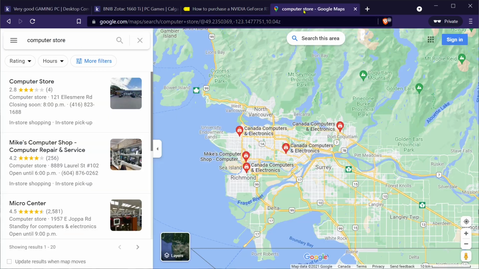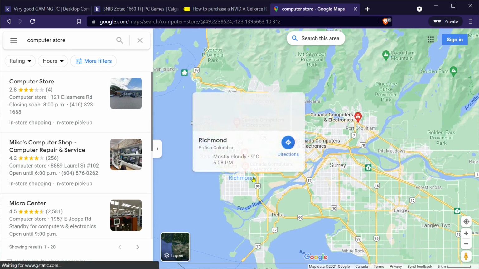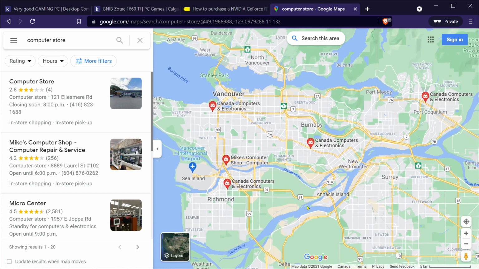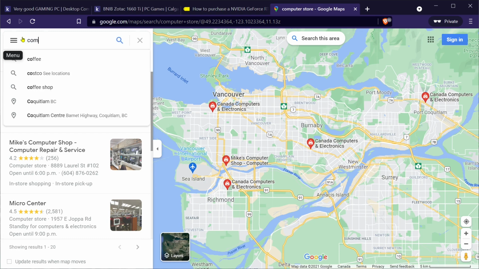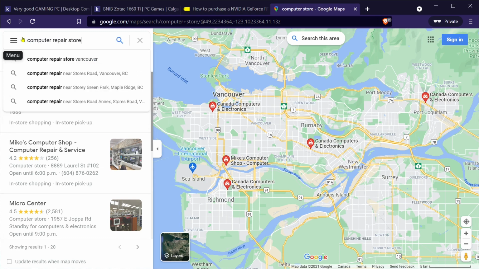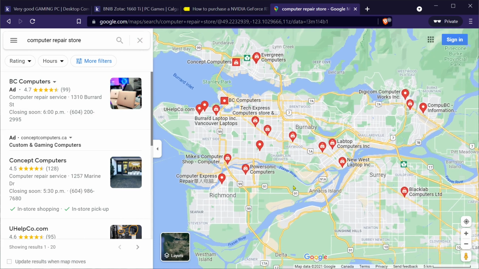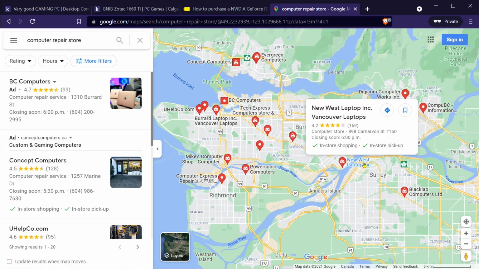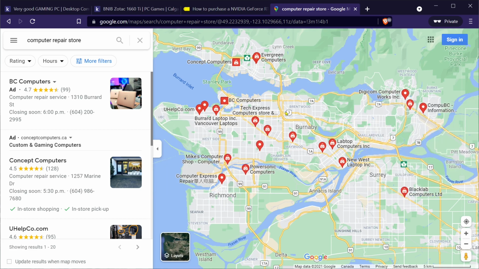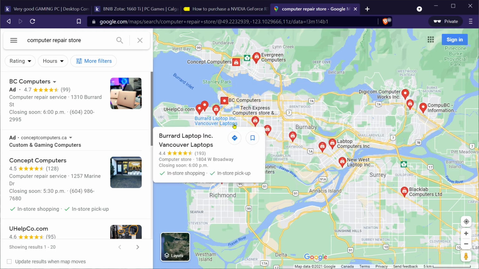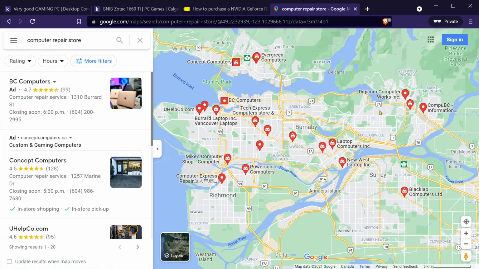So that's for that. Here's another thing you can do. Just go on Google Maps and type in computer store or computer repair store or something like that. This is all Canada Computers. I don't know. Mike's Computer Shop. You want to look for a small computer repair store. Little guys who might be able to get some cards in. So here you go. Laptop Computers, New West Laptop, PowerSonic Computers, Computer Express Repair, Black Lab Computers. So if you live in Vancouver, go into these stores and talk to all of these guys. Tech Express, it's the same for every city. Go in, talk to all these guys. Lots of them are able to get cards in.